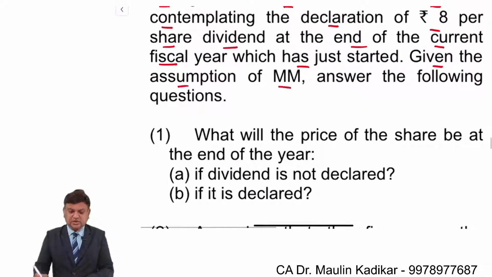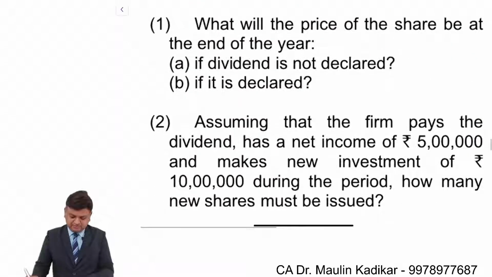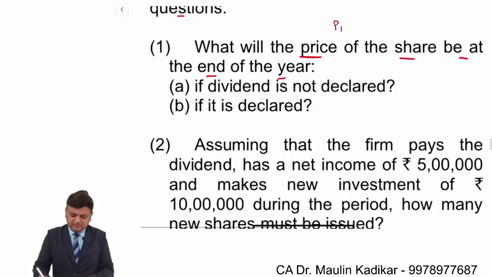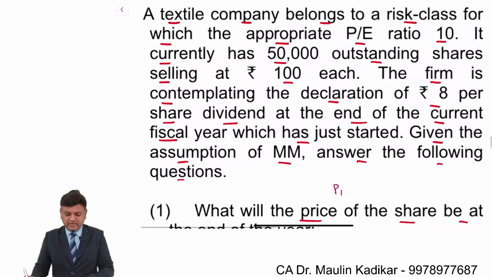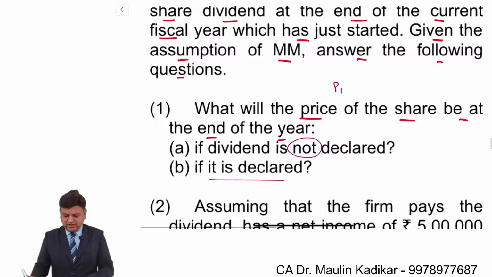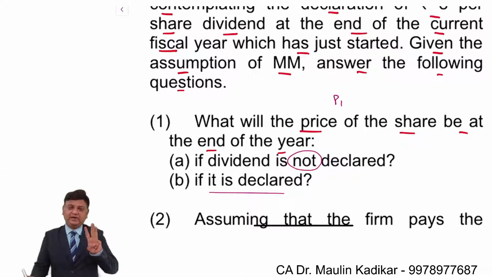Given the assumptions of the Modigliani-Miller approach, answer the following questions. What will be the price of the share at the end of the year? It means it is P1, if dividend is not declared and if dividend is declared. So there are two questions provided to us. I want you to answer question number 1A and 1B in the chat box.